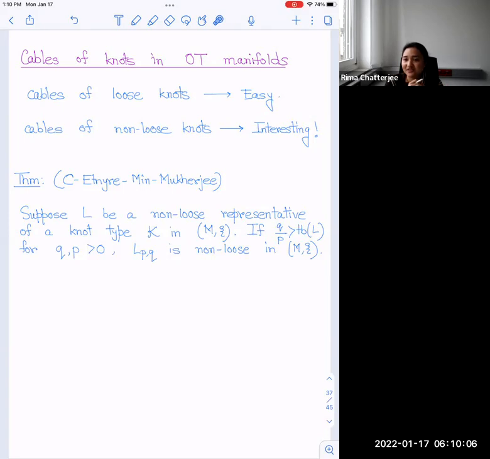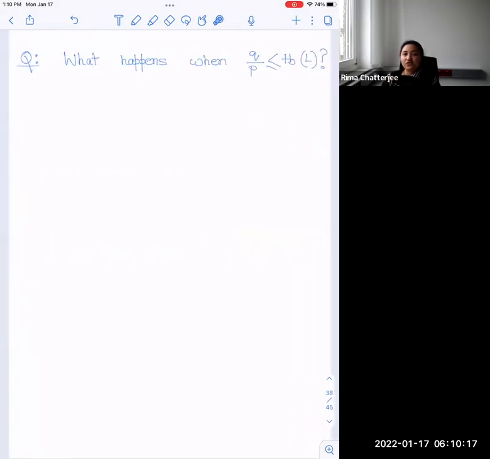So that's a very brief idea of the proof, but that's basically what we did. The next question is, what happens when the cabling slope is less than or equal to the Thurston-Bennequin number? Now, this situation can arise if you're thinking about negative cables.